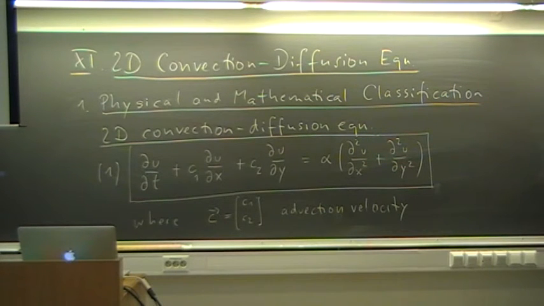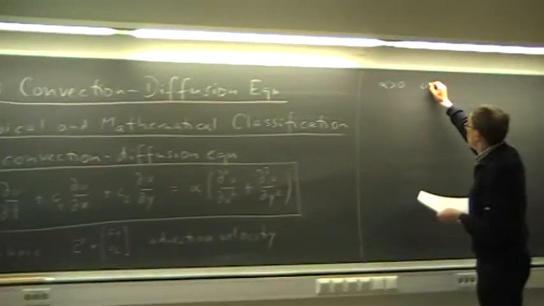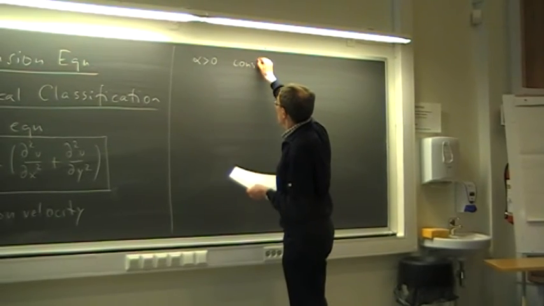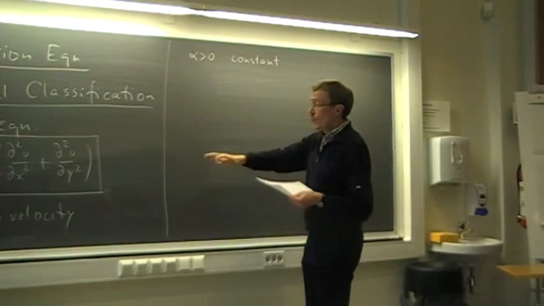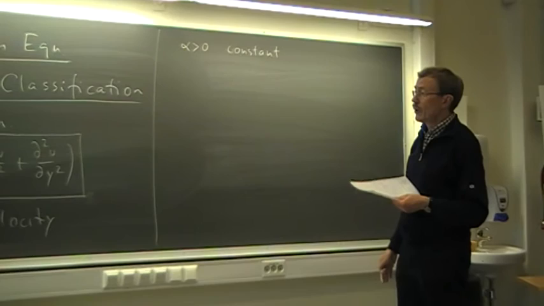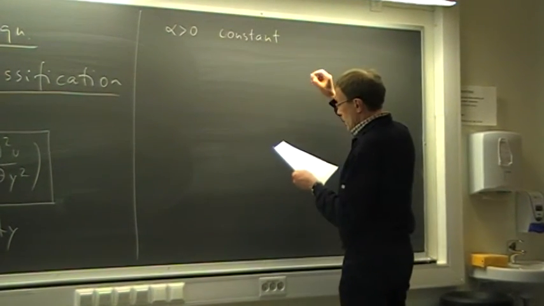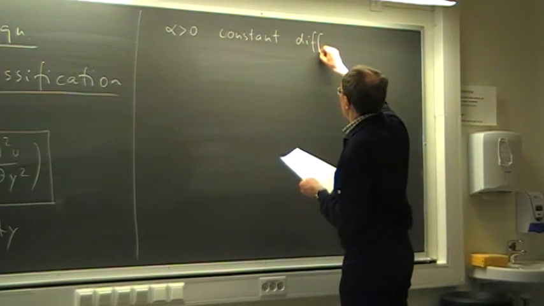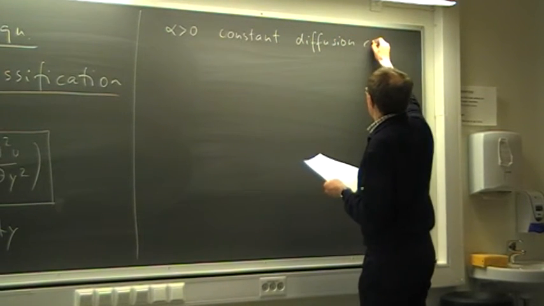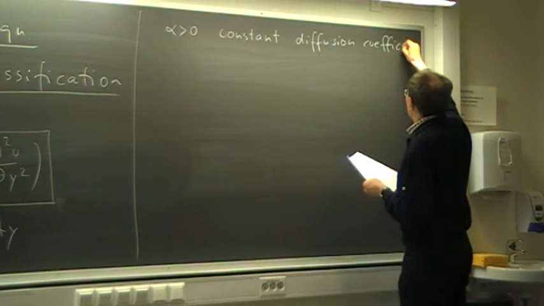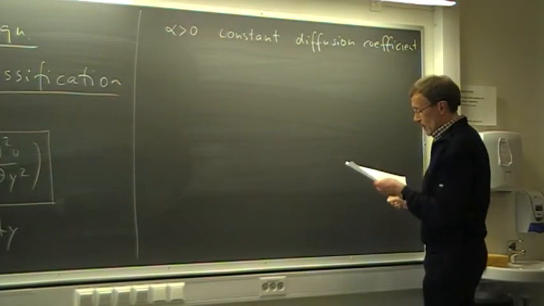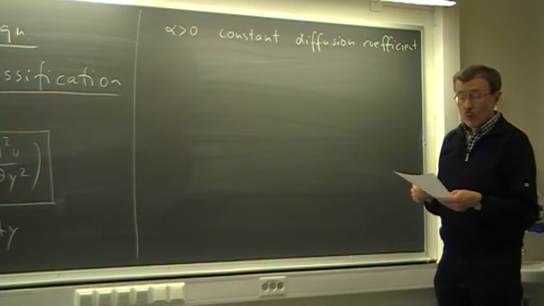And the alpha is assumed to be greater or equal to 0, and that is a constant. We assume that it is constant, and for the moment we shall also later on consider the c also as constant. That here the alpha is then a constant diffusion coefficient. So that is the equation.